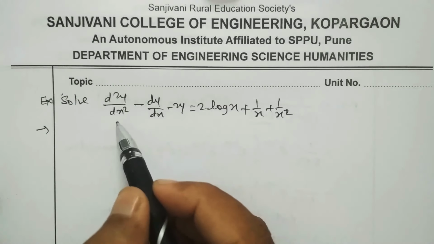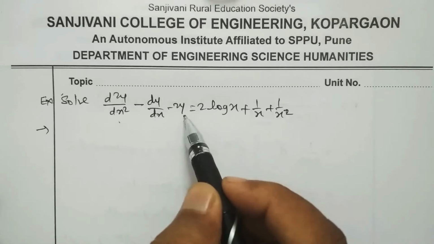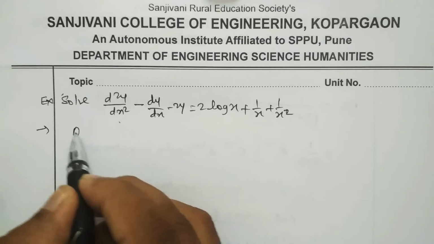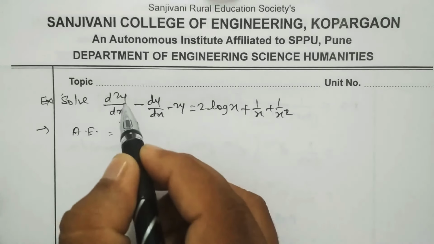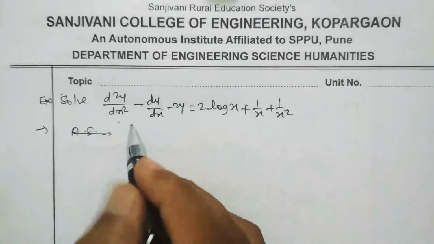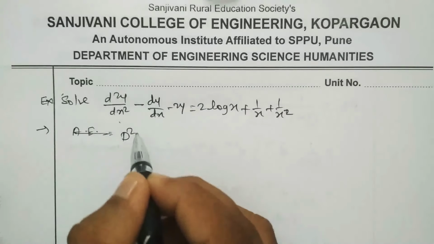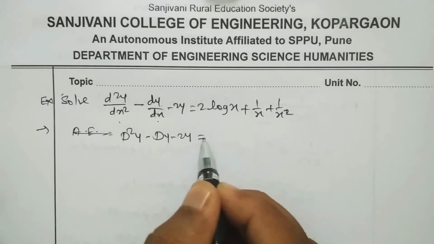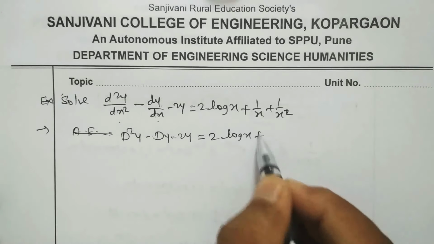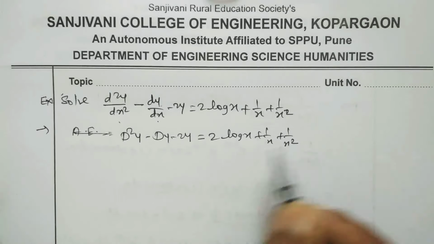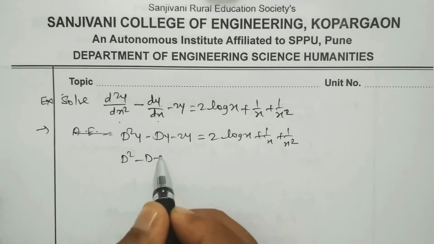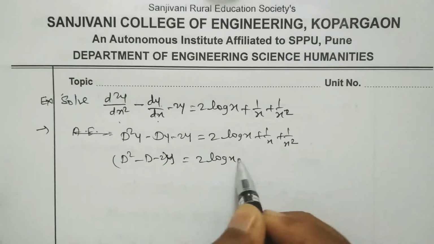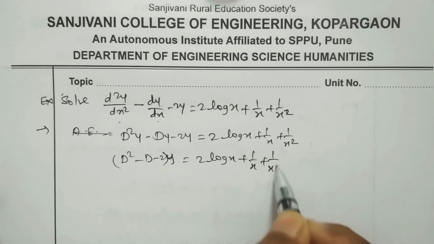Solve d square y by dx square minus dy by dx minus 2y equals to 2 log x plus 1 upon x plus 1 upon x square. So first of all, for CF, auxiliary equation is: this equation can be rewritten as d square by dx square is capital D square y minus d by dx is capital D into y minus 2y equals 2 log x plus 1 upon x plus 1 upon x square. So that is D square minus D minus 2 into y is equal to 2 log x plus 1 upon x plus 1 upon x square.